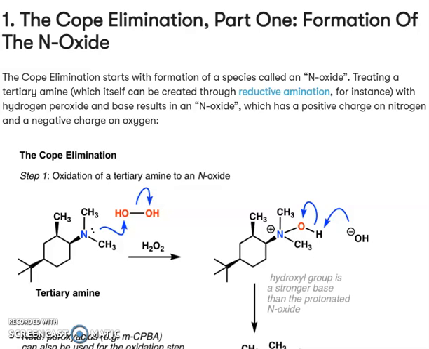The Cope elimination starts with formation of a species called an N-oxide. Oxygen is added or bonded to nitrogen. Treating a tertiary amine with hydrogen peroxide and base results in an N-oxide, which has a positive charge on nitrogen and a negative charge on oxygen. So Cope elimination: oxidation of tertiary amine to N-oxide. You can see this is the tertiary amine.